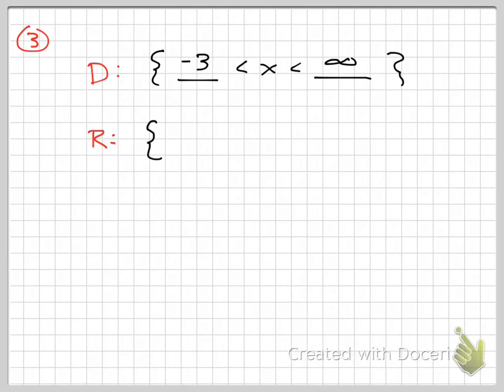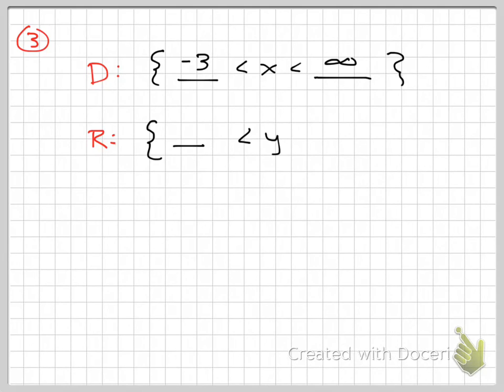Question number 3. Domain and range. Just fill out the general format. Looking at the graph, it looks like the smallest number is negative 3. It is not equal to negative 3 because there's a filled in circle. And then on the largest side there is an arrow, so therefore it is going forever to infinity.